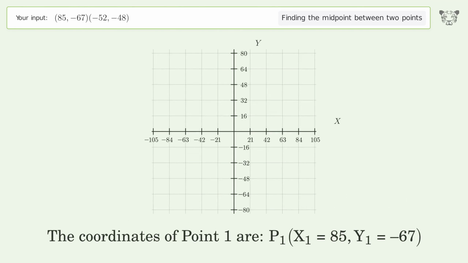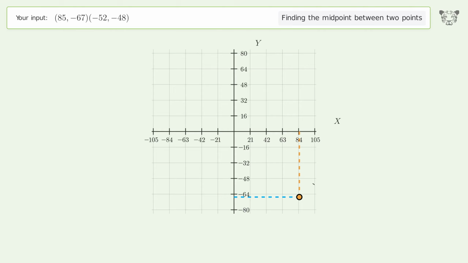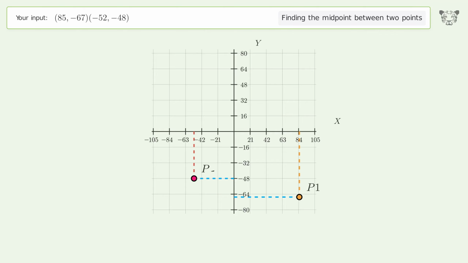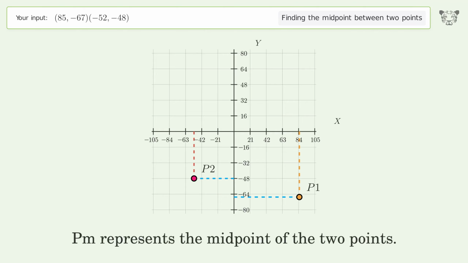The coordinates of point 1 are, x1 equals 85, y1 equals negative 67. The coordinates of point 2 are, x2 equals negative 52, y2 equals negative 48. PM represents the midpoint of the 2 points.